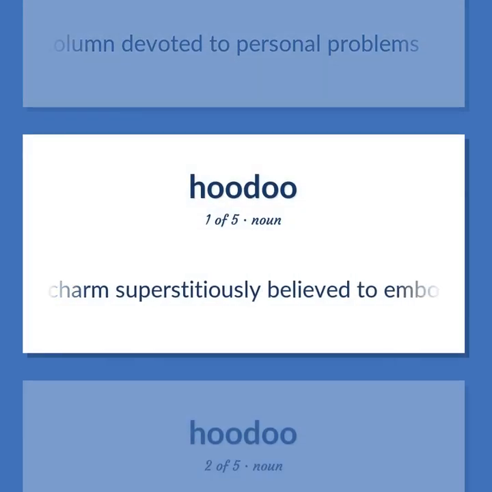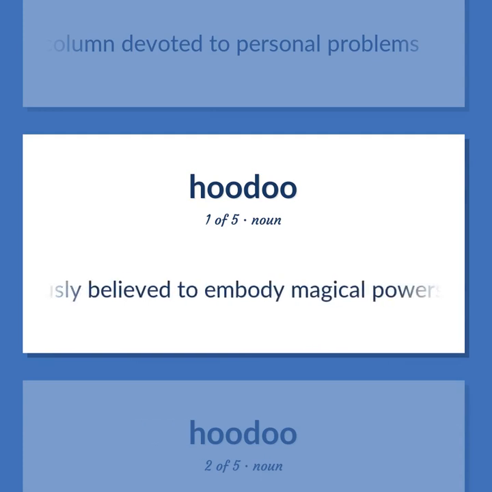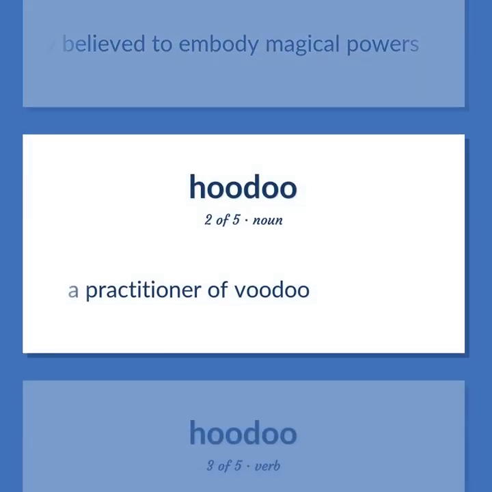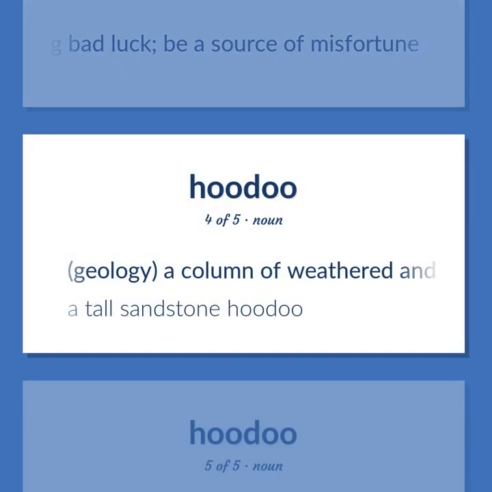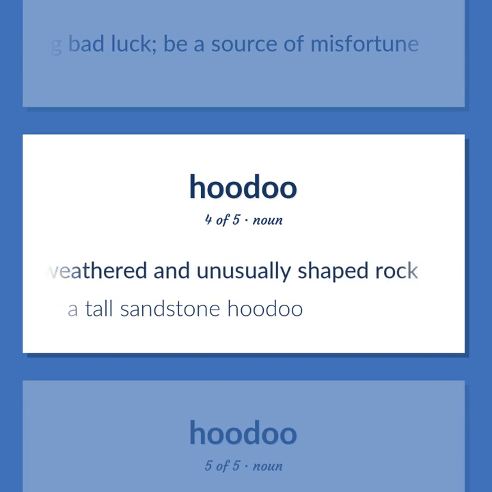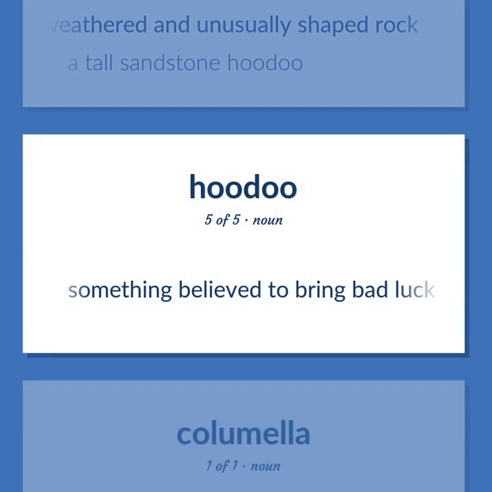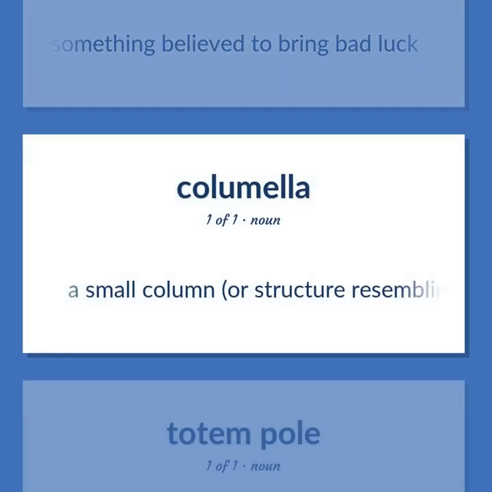A charm superstitiously believed to embody magical powers. A practitioner of voodoo. Bring bad luck. Be a source of misfortune. Geology: a column of weathered and unusually shaped rock. A tall sandstone hoodoo. Something believed to bring bad luck. A small column, or structure resembling a column, that is a part of a plant or animal.